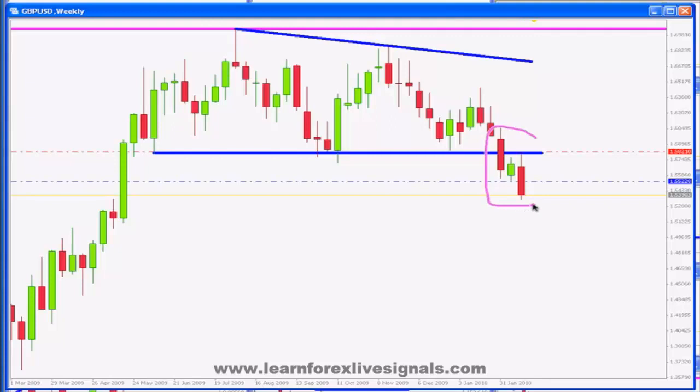These breakout congestion continuation patterns are high probability trades, and, like I say, that's obviously the reason why I want to teach you this technique.